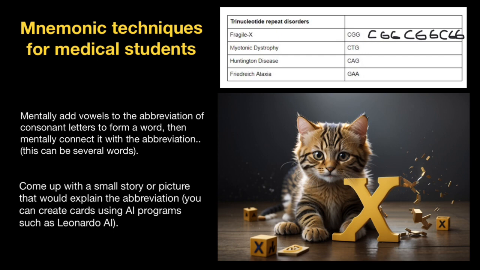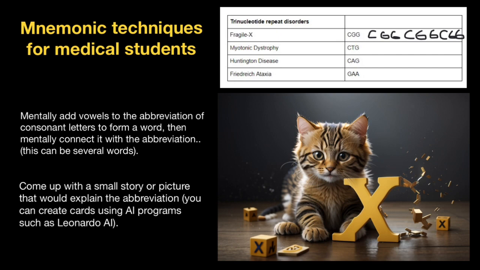But unfortunately, we don't have any nucleotide which starts with L, so here's the second variant of how to memorize. Come up with a small story or picture that would explain the abbreviation. You can create cards using AI programs such as Leonardo AI, which I used in order to create this picture. It's not necessary for you to use such programs. You can create such a picture in your head mentally.